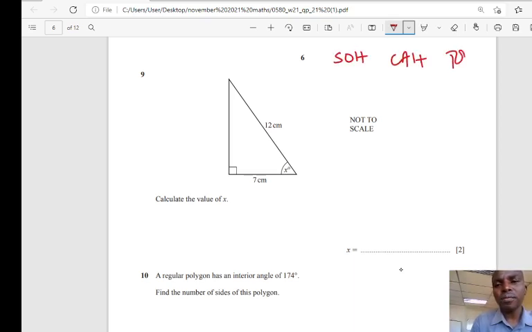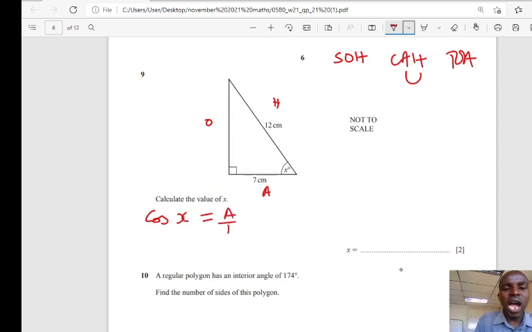SOHCAHTOA. So this one, we're given the adjacent. This one is opposite, hypotenuse, adjacent. You have to know how to label the sides first. You are given the adjacent and then hypotenuse. So adjacent, hypotenuse, is cos. So you write cos of an angle, that is x given, is adjacent over hypotenuse.